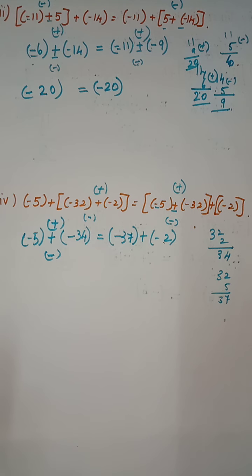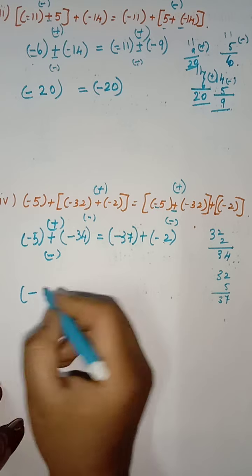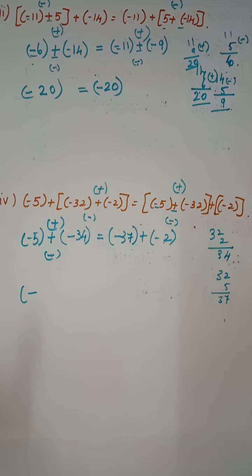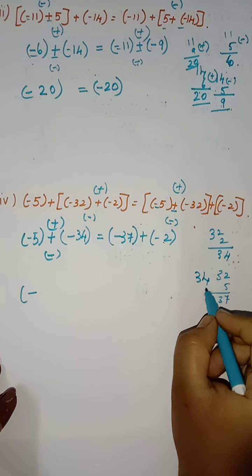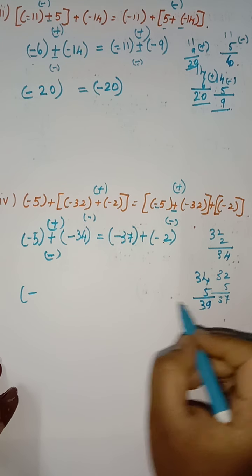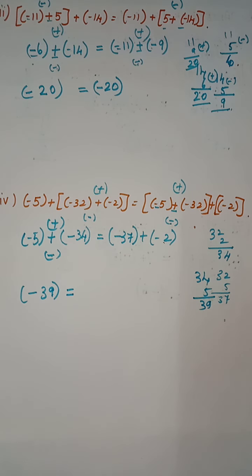So 34 is the greatest number. So we are going to take the negative symbol of the 34 and we are going to add these two numbers. 34 plus 5 is 39. 39 is your answer. Clear? Can you understand? While simplifying, you are getting the negative symbols and then you are simplifying it and you are getting the answer.